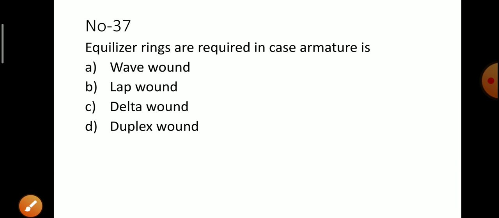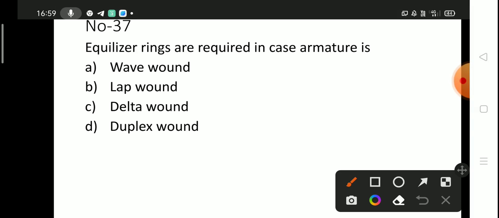Question number 37. Equalizer rings are required in case armature is: A. Wave wound, B. Lap wound, C. Delta wound, D. Duplex wound. And the right answer is B. Lap wound.